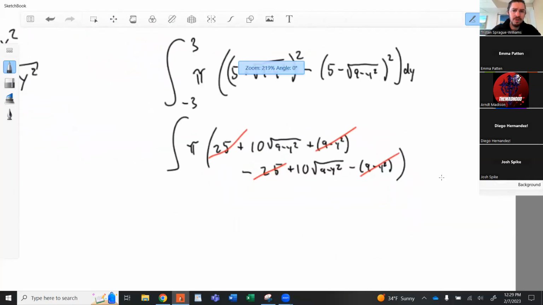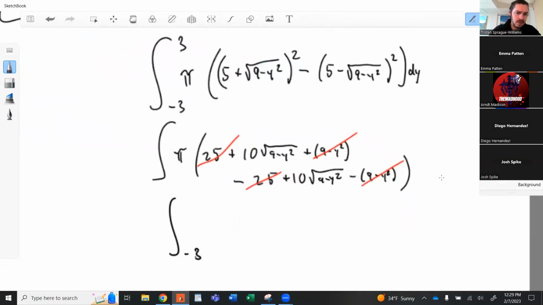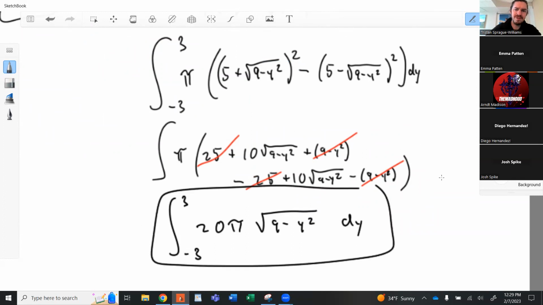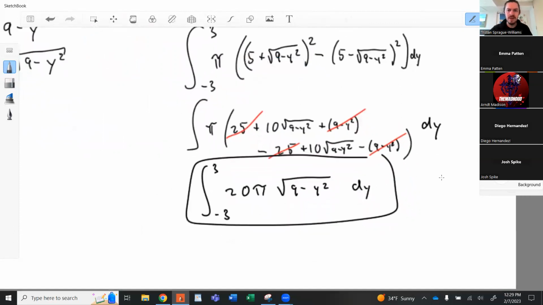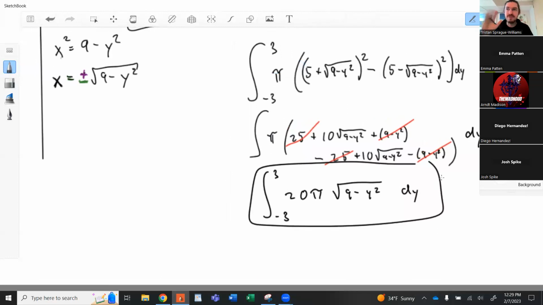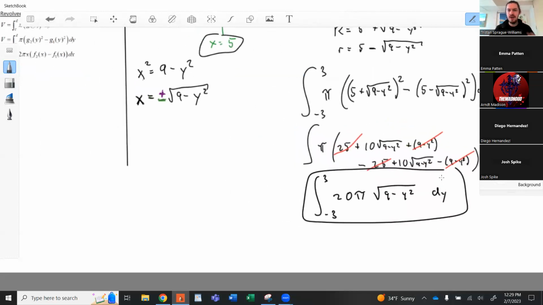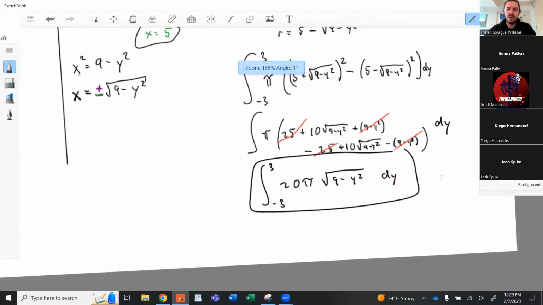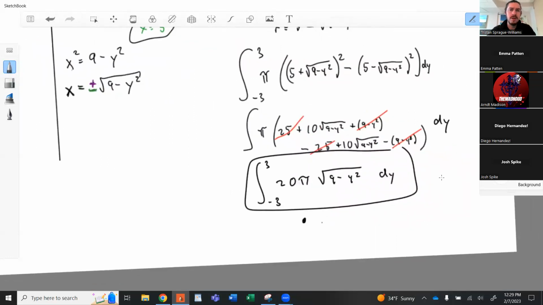What we're integrating here is really just 20 pi times the square root of 9 minus y squared dy. That is a simplified version of that integral that we get after expanding and canceling terms that cancel out from the squares. Okay, let's stop at that point, and that seems like an integral we could solve. What strategy would you use to solve this?